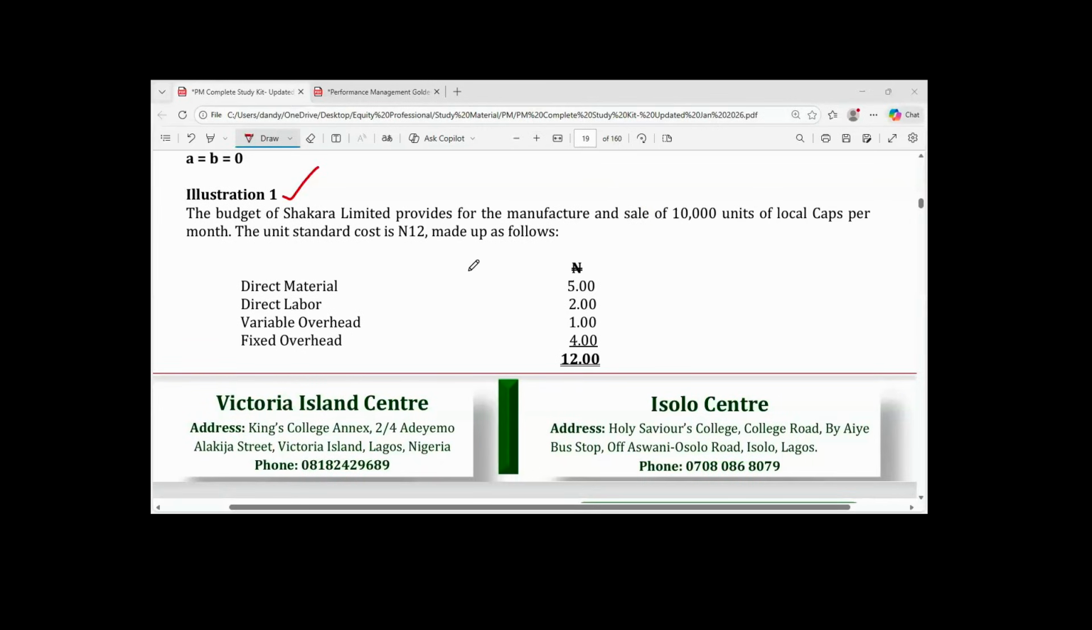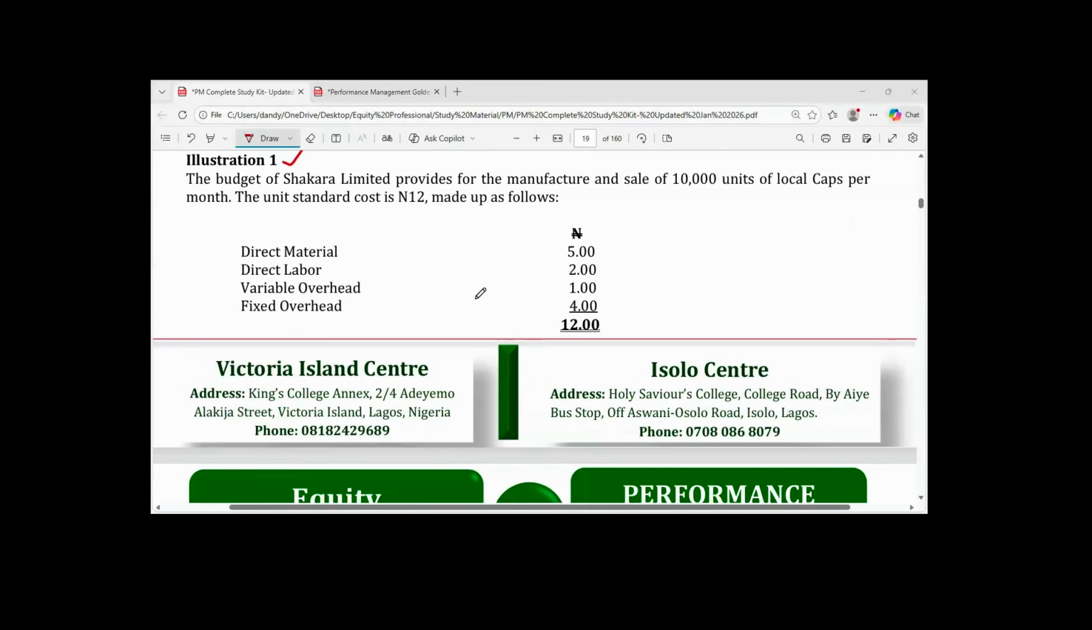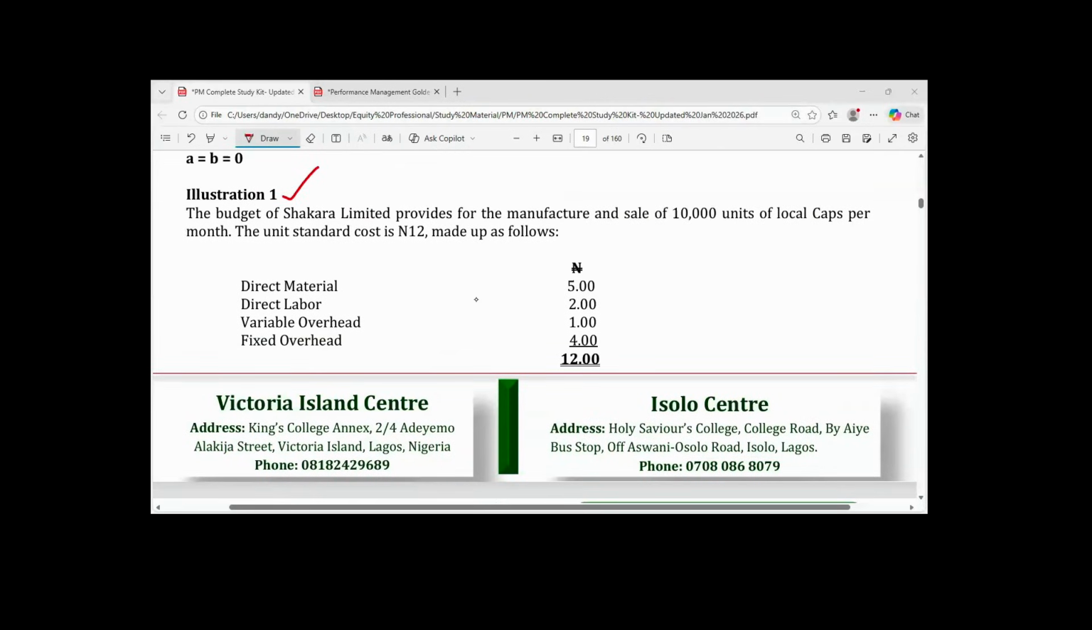Mute yourself. All right. The budget of Shakara Limited provides for the manufacture and sale of 10,000 units of local caps per month. The unit standard cost is 12 naira, made up as follows. All figures assumed to be accurate.